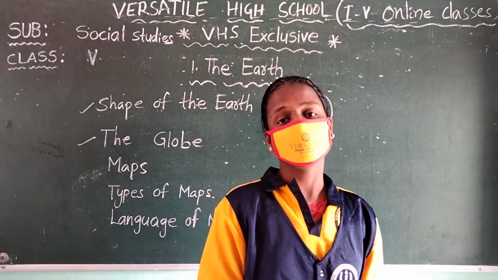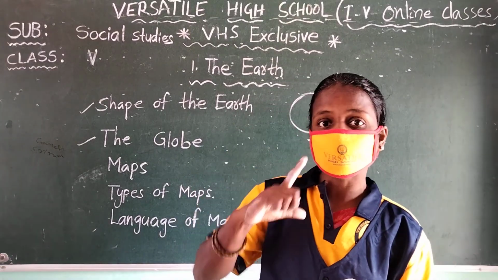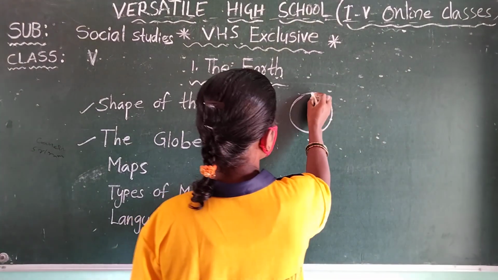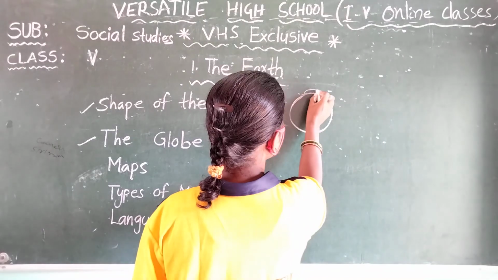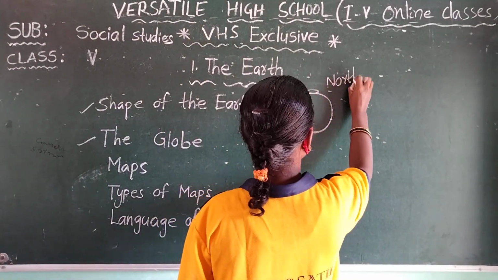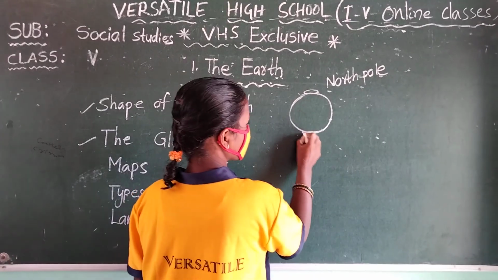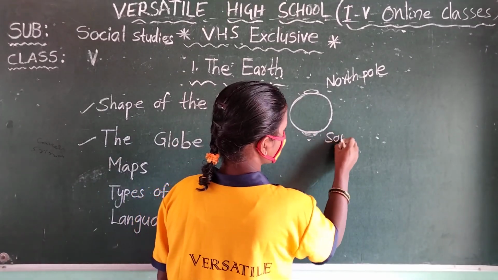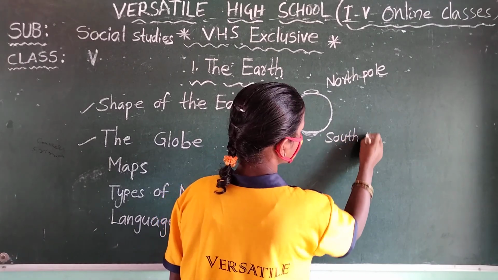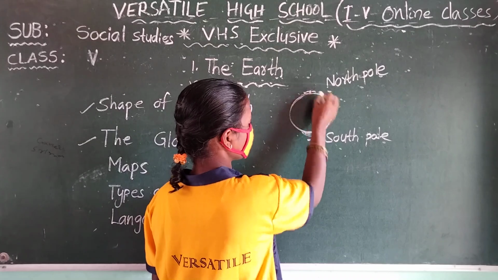Water bodies are mentioned in different colors. Here the 2 poles are there. The upper part is the North Pole, and the bottom is the South Pole. North Pole and South Pole.